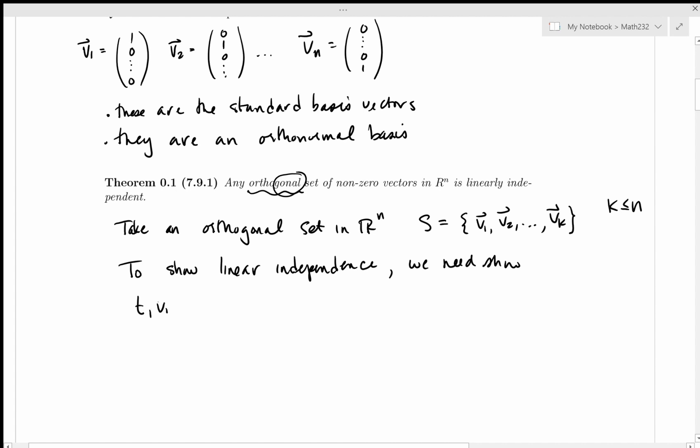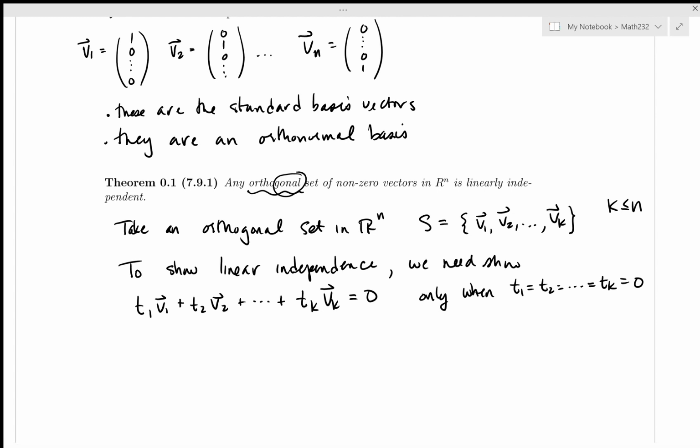We need to show, by the definition of linear independence, that if I take t1 v1 plus t2 v2 plus, and I go the whole way, to the last one, tk vk, where we choose those scalars t1, t2 up to tk such that this linear combination is 0, then v1 through vk are linearly independent if this can happen only when t1, t2, etc., tk are all 0. There's no non-zero way that this can happen. If we can show that, then we have shown that these vectors are linearly independent.